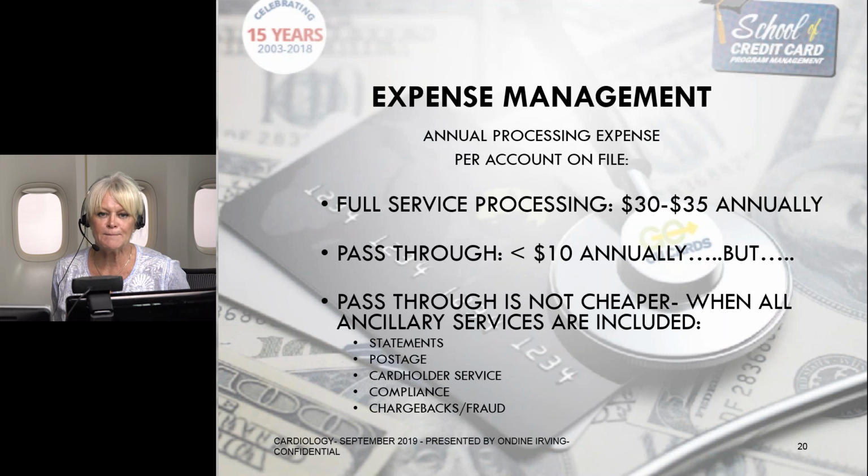I want to touch on expenses. Now, what should you be paying processors on an annual basis? There was no good way to figure this out, but about 10 years ago, I came up with a number that actually holds true to this day, that it should not be costing you in processing expense more than $30 to $35 per account on file. You may be surprised at what you're paying. Some of the larger credit unions, you can expect that number to be closer to $23 to $28.